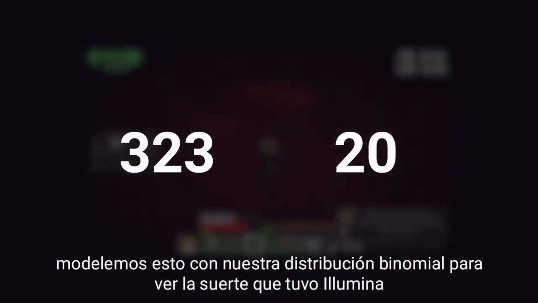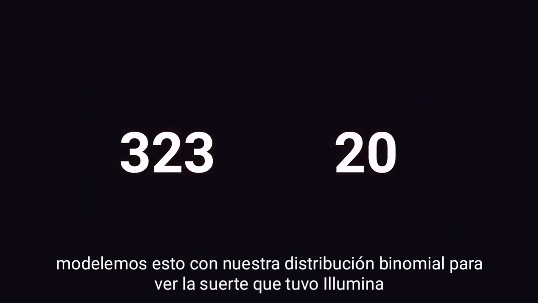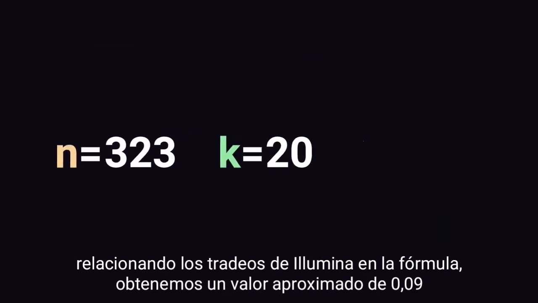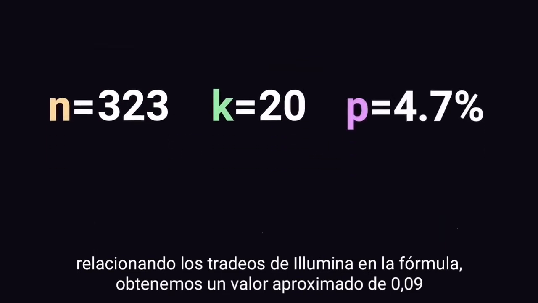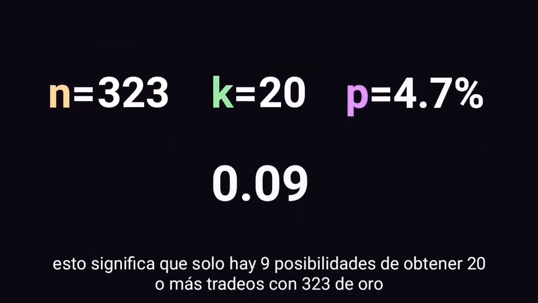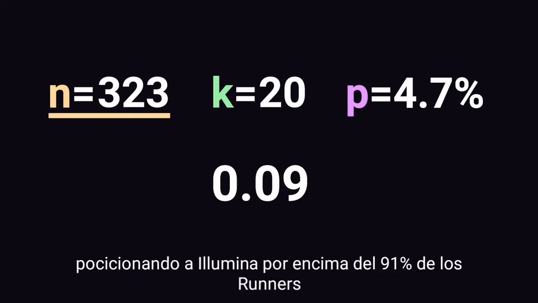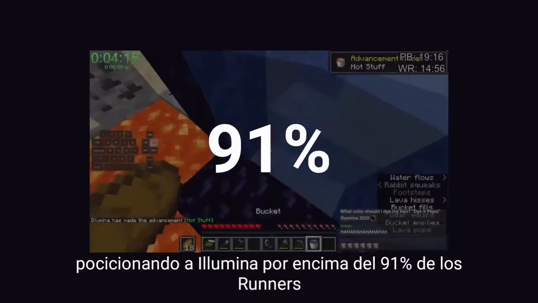Let's model this with our binomial distribution to see just how lucky Illumina got. Plugging Illumina's trading results into the formula, we get an approximate value of 0.09. This means that there's only a 9% chance of getting 20 or more pearl trades with 323 gold, placing Illumina above 91% of other runners.